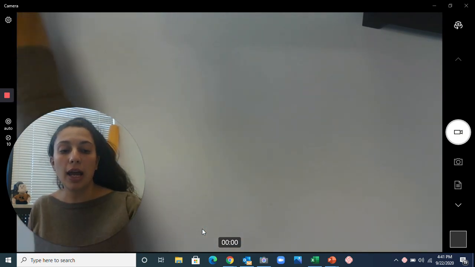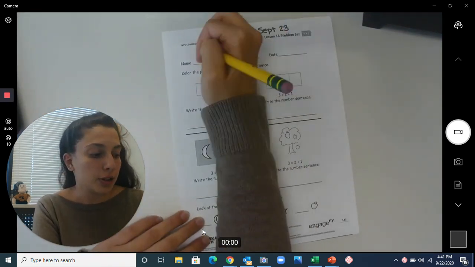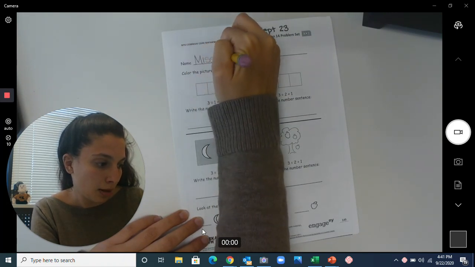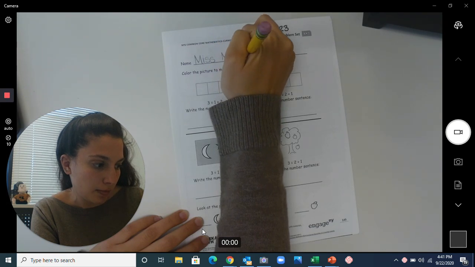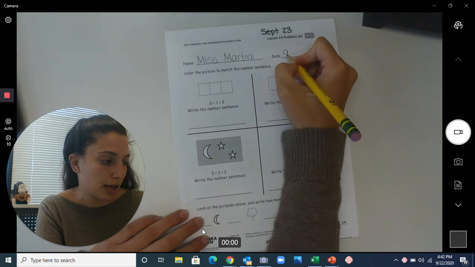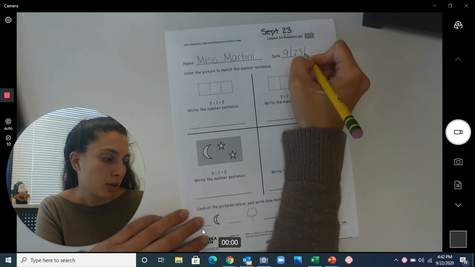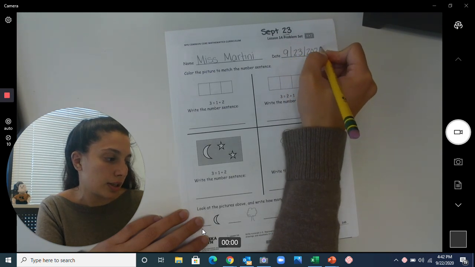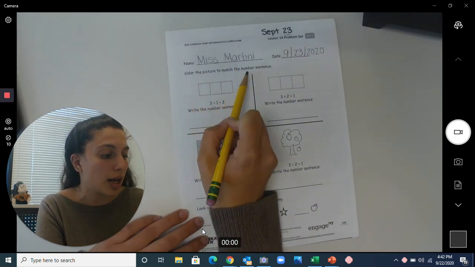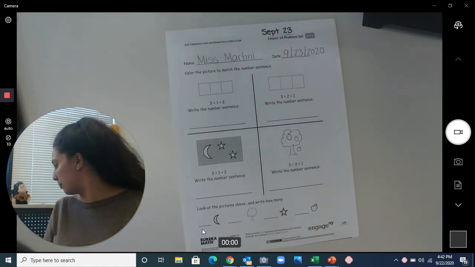So what we're going to do now is look at our math page for today. First things first, we write our name, Miss Martini, and then we write the date. So 9 for September, 23 is the number day, 2020, because that is our year. All right, so here it says, color the picture to match the number sentence.